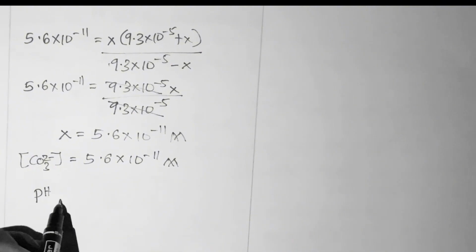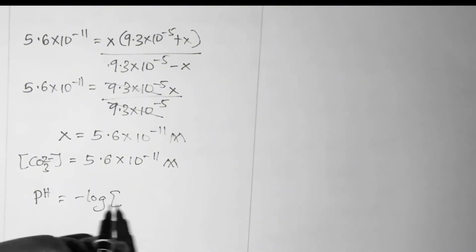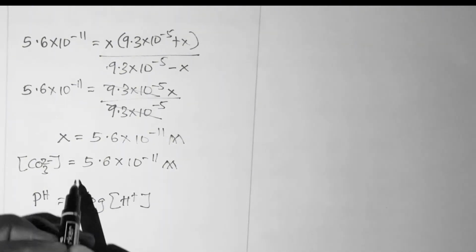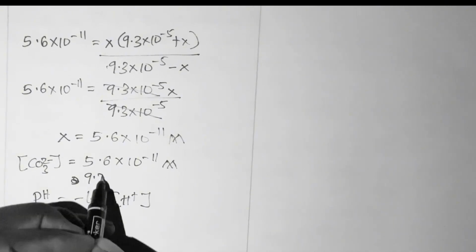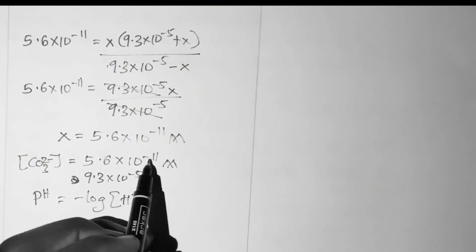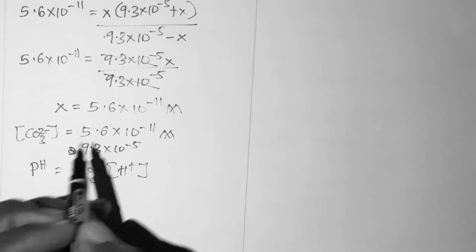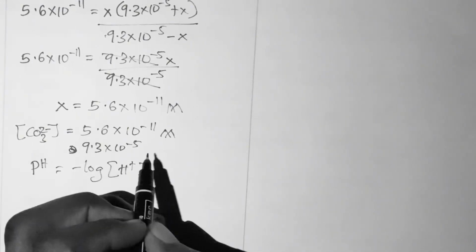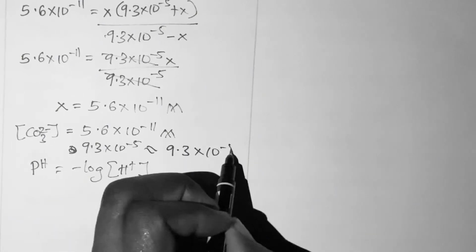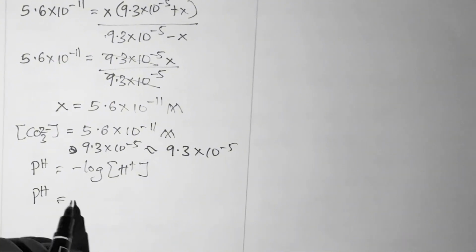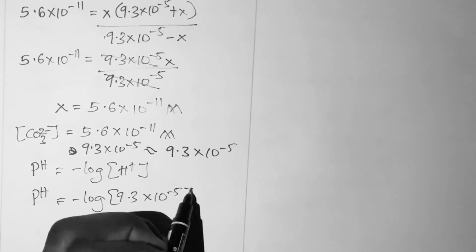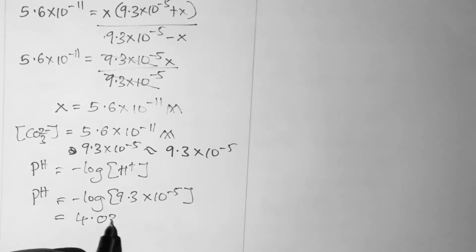We know that pH is equal to minus log of the concentration of the H plus ions. For the H plus ions, the first one had a value of 9.3 times 10 exponent minus 5, and you can see that the second is 5.6 times 10 exponent minus 11. If you add the H plus from the first dissociation plus the second dissociation, everything will be approximately the first dissociation, which is 9.3 times 10 exponent minus 5. So pH therefore is equal to minus log of 9.3 times 10 exponent minus 5, and if you do this, you get 4.03.